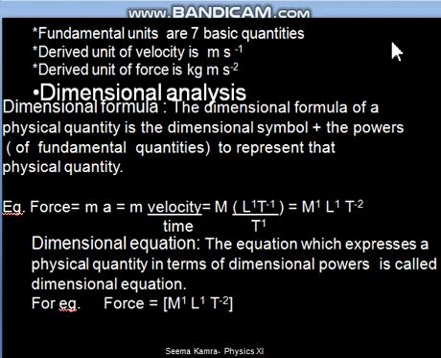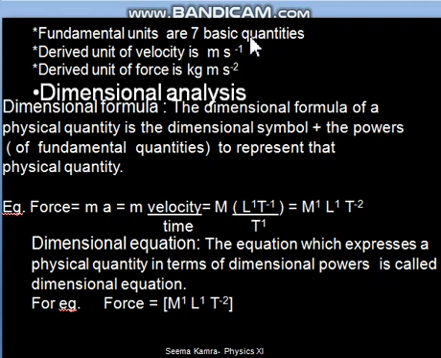Good morning, students. In the last video of unit number one, we understood fundamental units and derived units. Fundamental units are the ones described by the SI system, and they are basic quantities. There are 7 basic quantities and 2 supplementary units. The 7 basic units we have to remember by heart.